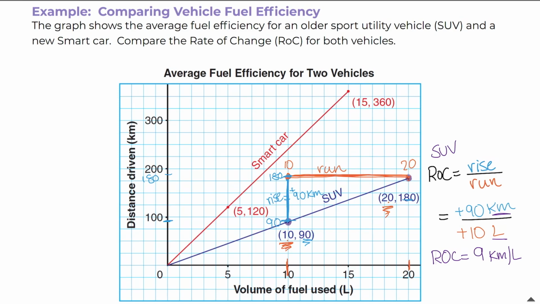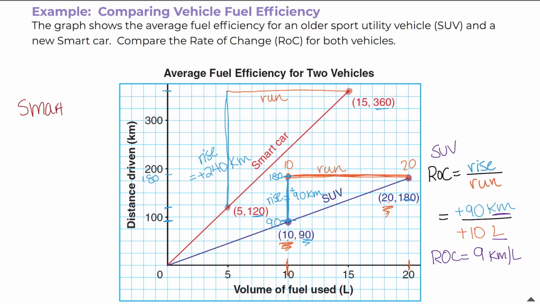Now let's go ahead and do the same thing for our smart car. For the smart car, we're going to use this point right here, this (5, 120) and this (15, 360). So I want to find the rise right here and my run over here. So my rise is going to go from 120. I can see here that this is 120, all the way up to 360 right here. So to figure out how much it went up by, I would just do 360 minus 120. So my rise right here would be equal to 240 kilometers.